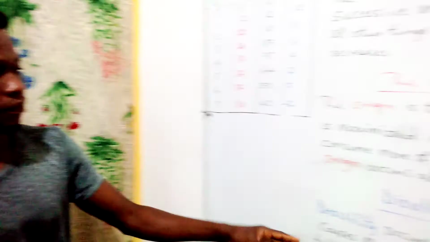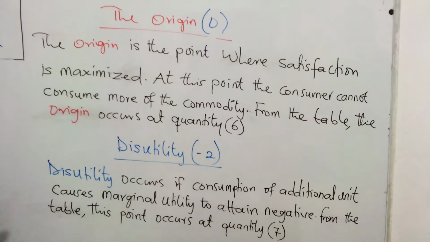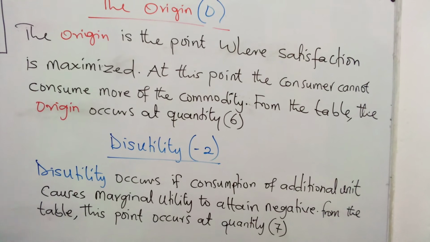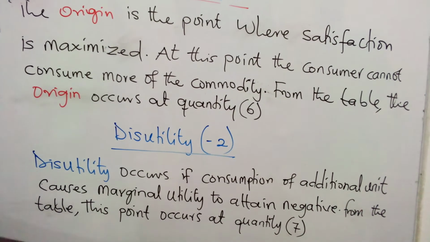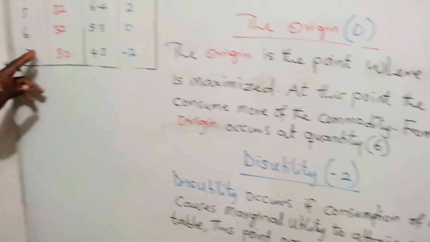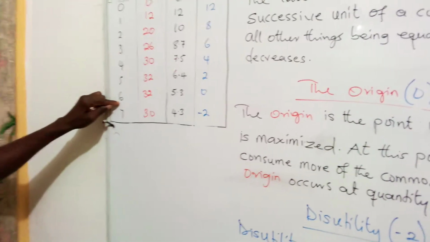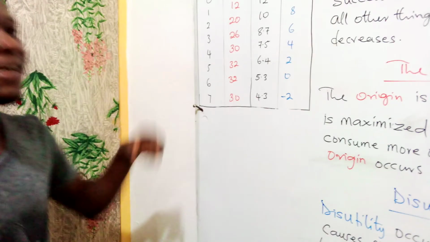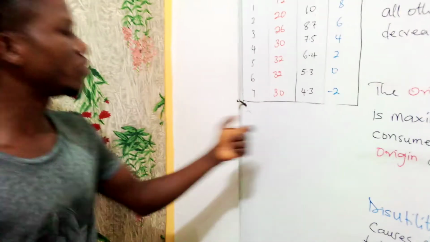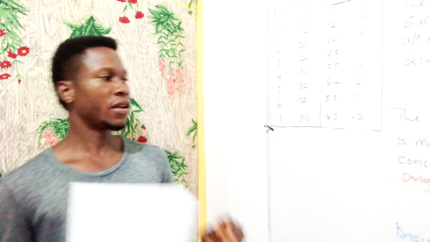Then when it comes to the other state, disutility. Disutility occurs if consumption of an additional unit causes marginal utility to become negative. From the table, this point occurs at quantity 7. Just after the 0, we have negative 2, which means that the consumer didn't end consumption at quantity 6. He or she tries to add an additional unit, and that additional unit causes the marginal utility to go negative, which means that the consumer is no longer deriving any satisfaction.